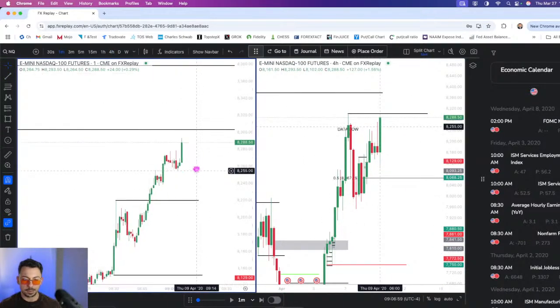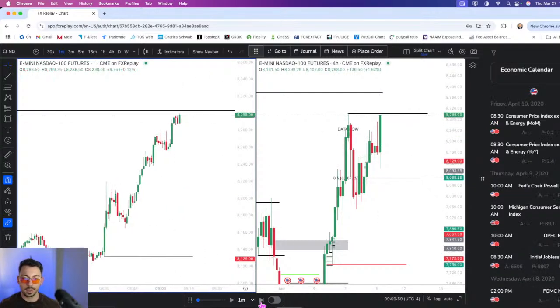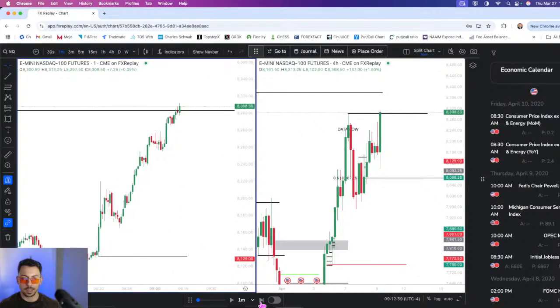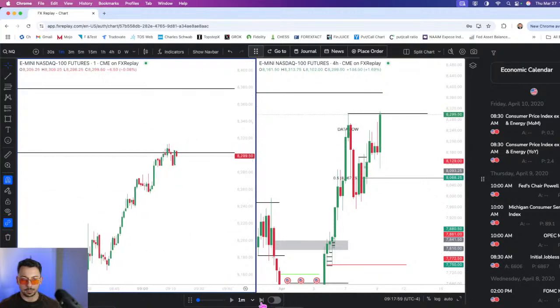Unless there's an A plus inverse here, there's nothing that I could really take. But we'll see what we get. Okay, so there's the high. And we probably will go higher here. But unless there's an A plus setup, there's nothing I'm taking, right?